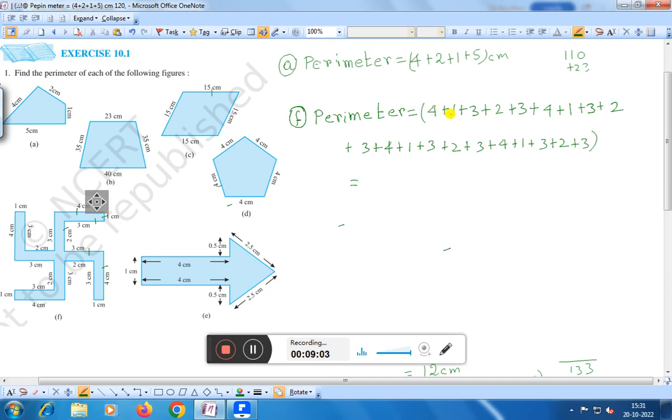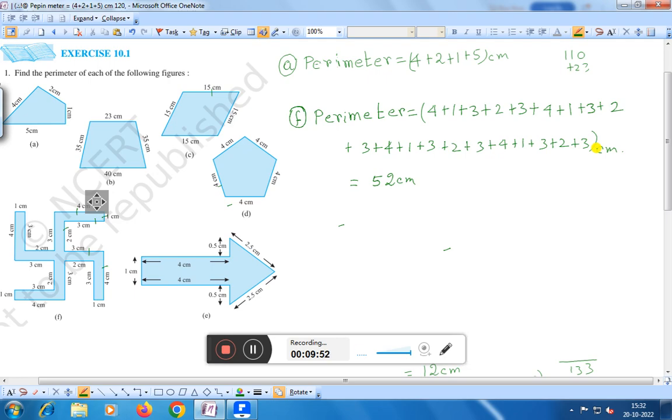Now we find the perimeter of this. Count it from here. 4 plus 1 is 5, 5 plus 3 is 8, 8 plus 2 is 10, 10 plus 3 is 13, 13 plus 4 is 17, plus 1 is 18, 18 plus 3 is 21, 21 plus 2 is 23, 23 plus 3 is 26, 26 plus 4 is 30, plus 1 is 31, 31 plus 3 is 34, plus 2 is 36, 36 plus 3 is 39, 39 plus 4 is 43, plus 1 is 44, 44 plus 3 is 47, plus 2 is 49, and so on up to 52 centimeter.